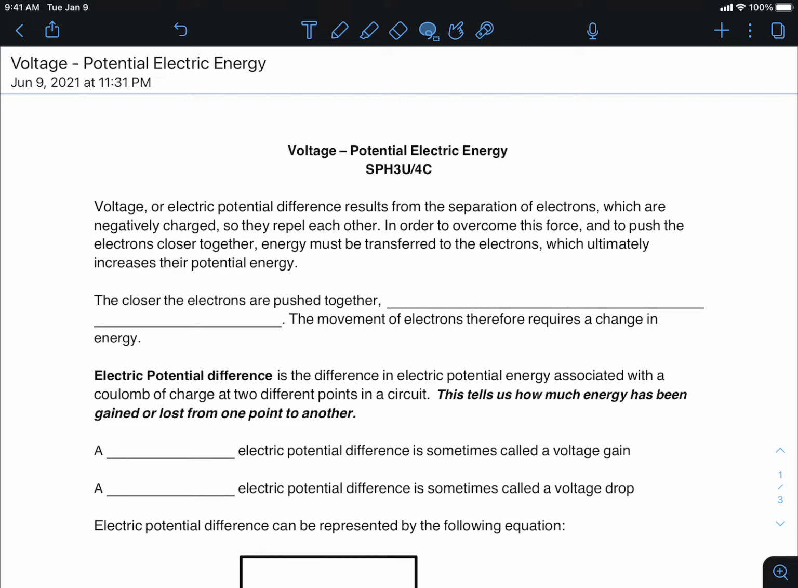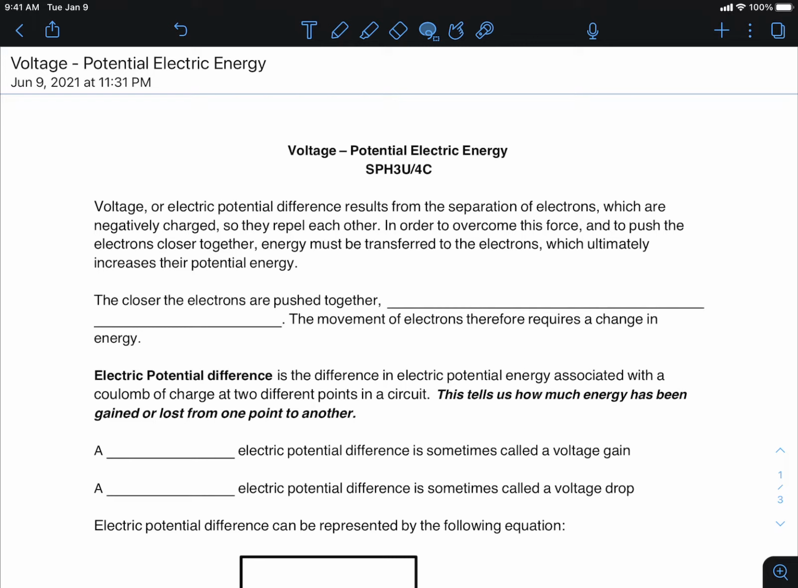Okay, so the voltage, or electrical potential difference, results from the separation of electrons, which are negatively charged. So they repel each other, right? In order to overcome this force and push the electrons closer together, it's just like a magnet: if you had opposite poles on a magnet and pushed them together, you can feel that resistance. What you've done is no different from the exact same resistance you would experience lifting something to a higher height. There's resistance there as well.